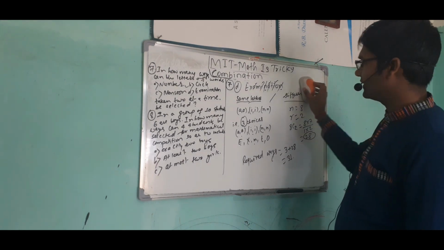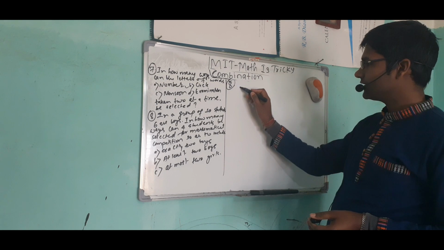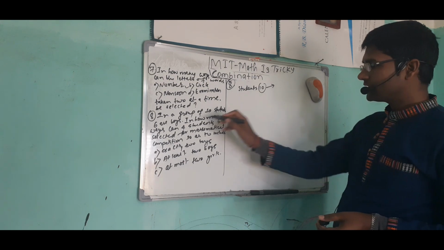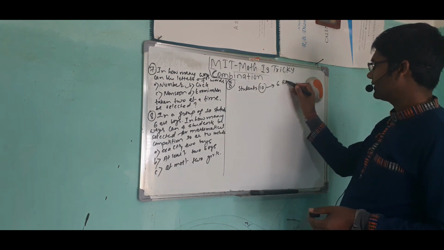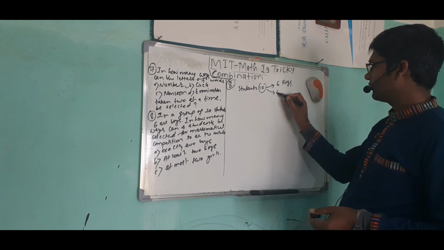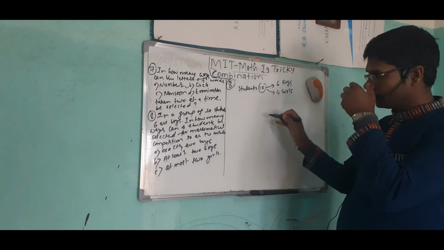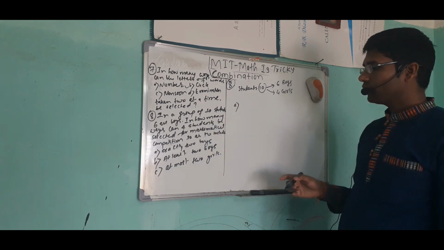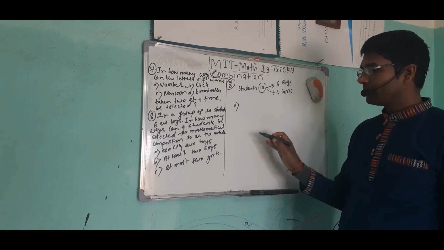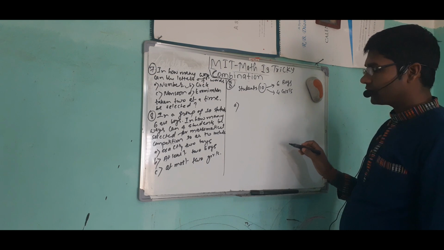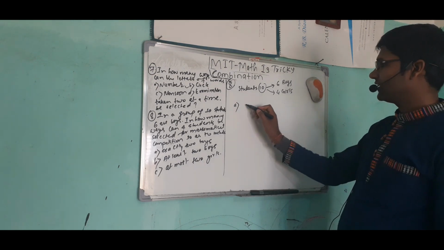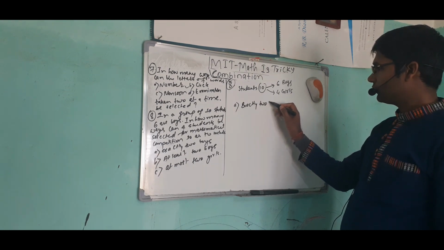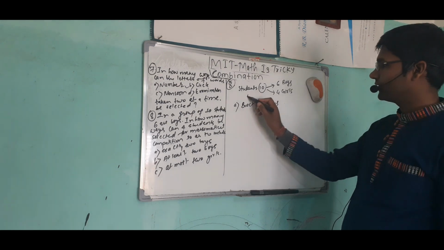Question number 8. Of 10 students, 6 are boys. Now obviously there will be 4 girls. Now we have to solve this question. In how many ways can 4 students be selected for a mathematical competition so as to include exactly 2 boys? Exactly 2 boys. You have to select 4. Remember, right?